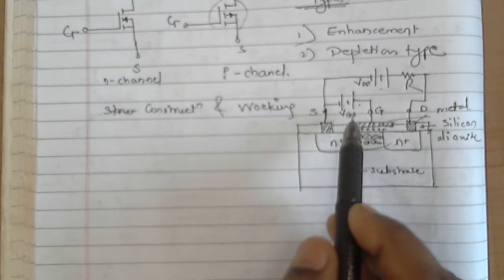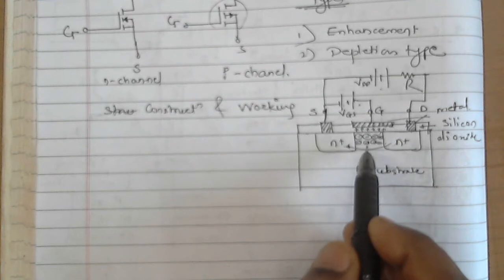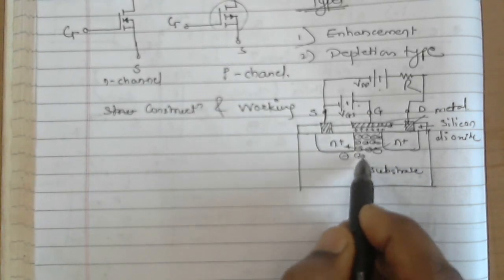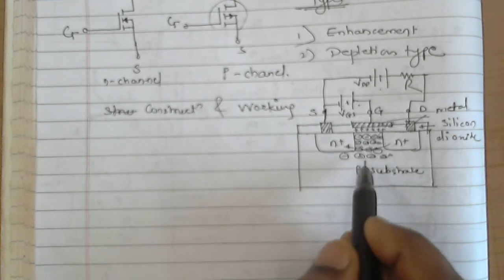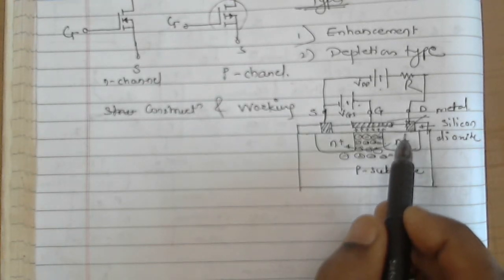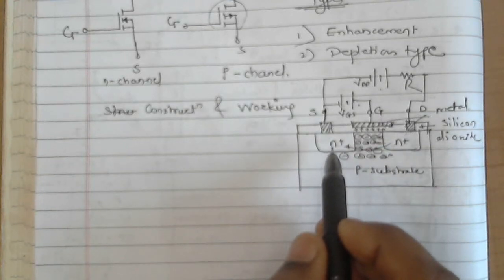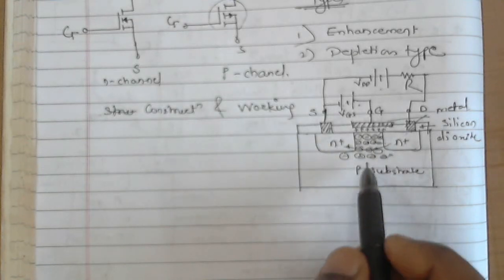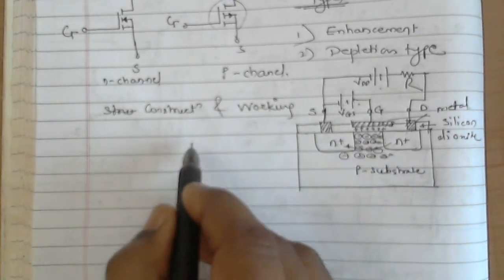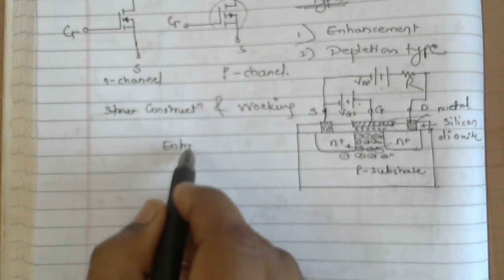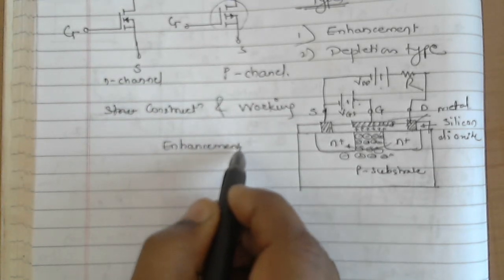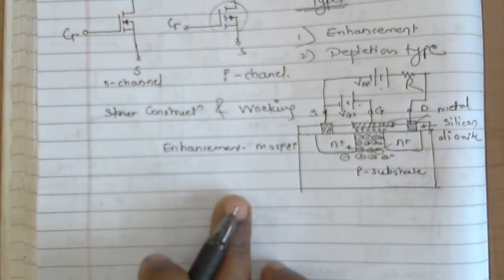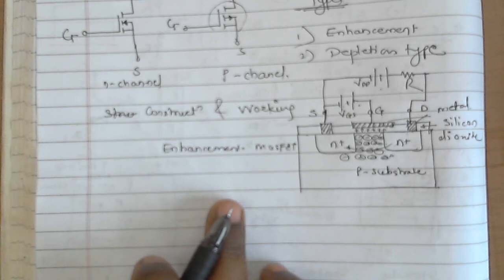Now if you make this VGS more positive, the induced n channel becomes deeper, means as the gate voltage goes on increasing, this induced negative charge will be deeper, and therefore more current will flow from drain to source. So this shows that ID, the drain current, is enhanced by the gradual increase of gate voltage. Hence, this type of MOSFET is called an enhancement MOSFET. So I have given you a brief construction and working of a MOSFET.